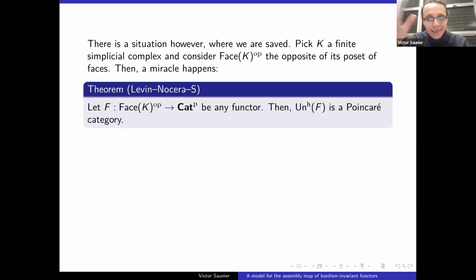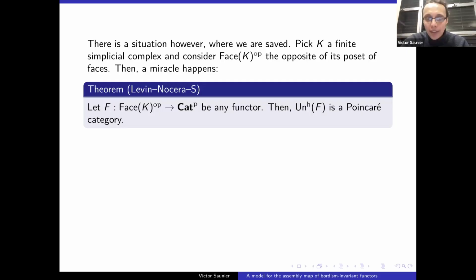Then the miracle is the following: any functor to cat P whose source is this precise shape of diagram, the opposite of the poset of faces of a simplicial complex, then this UNH of F, the Hermitian category that I define, is automatically Poincare.